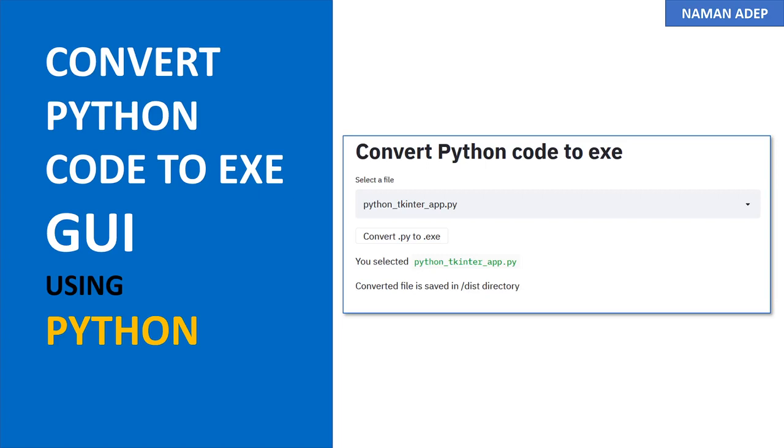Hello everyone, in this video we are going to convert Python code to exe file using Python. Now suppose you have a useful tool such as an OCR tool which scans a document that you have written in Python. Now you want to give it to your friend.